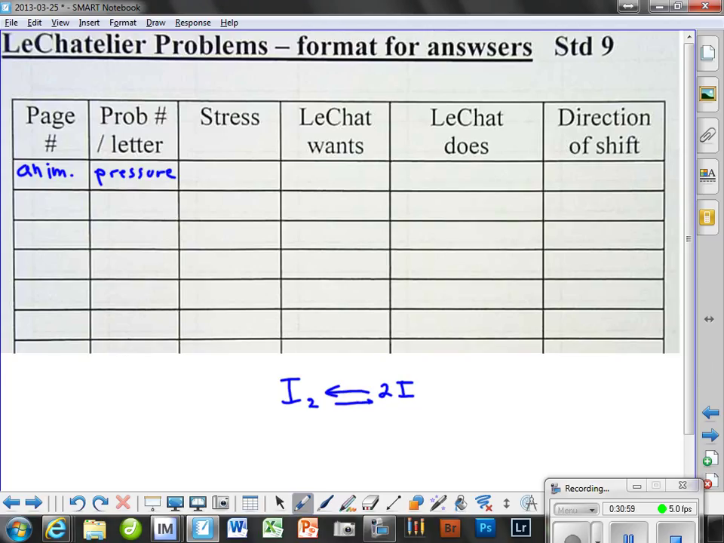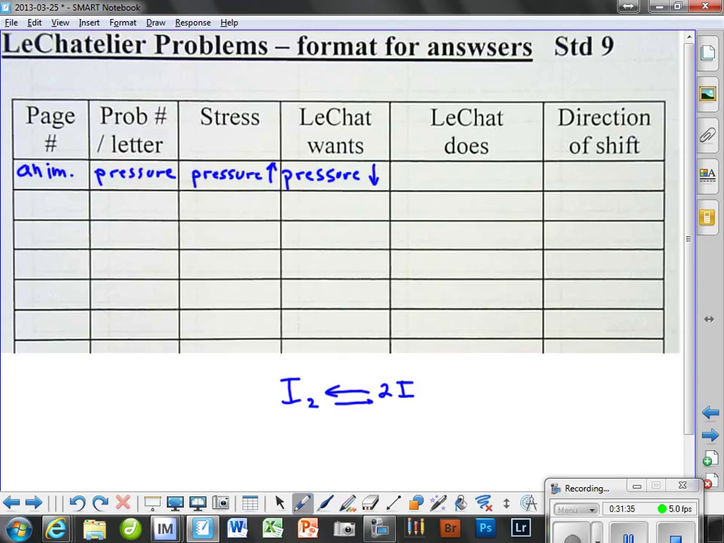Okay, so let's raise pressure. So we're going to put pressure up. And LeChat wants to do what? Come on, what's LeChat want to do? Go down. He's a naughty teenager, okay? He's going to do that. Pressure. What do you mean he's not a teenager? I explained that earlier. Not now. Okay, so LeChat is going to want to put it down.